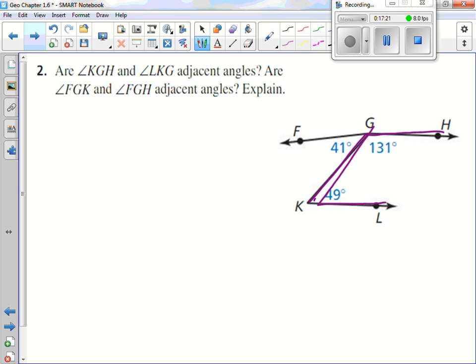For them to be adjacent angles, they need two main things: a common vertex and a common side. Well, yeah, they share KG, but are their vertexes the same? No. One of them is at K, one of them is at G. So no, they're not.